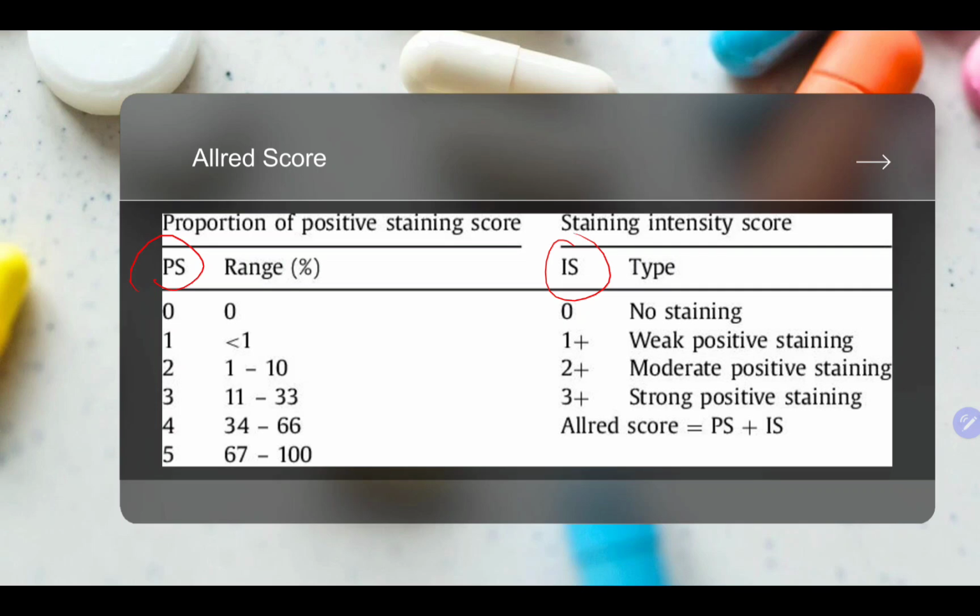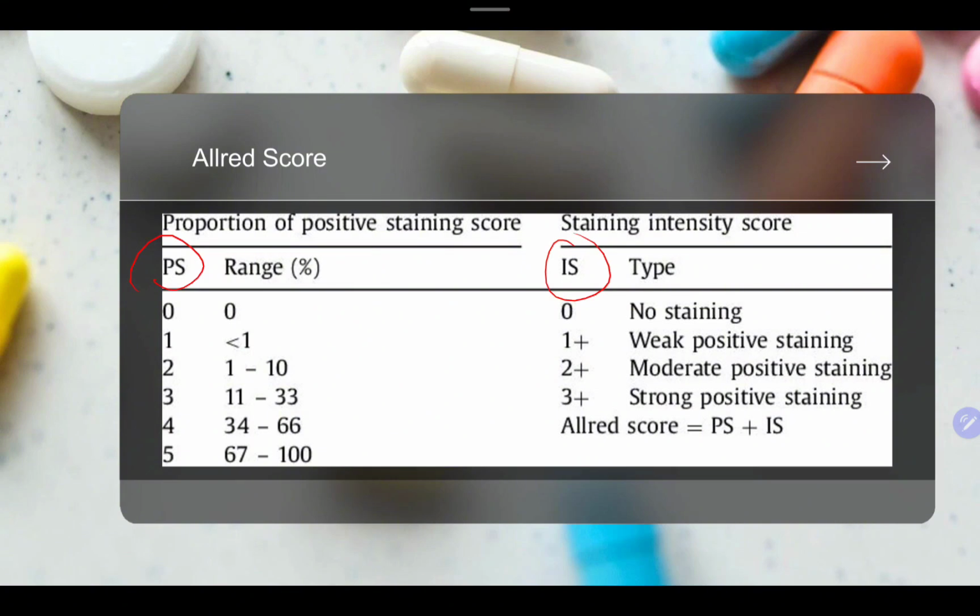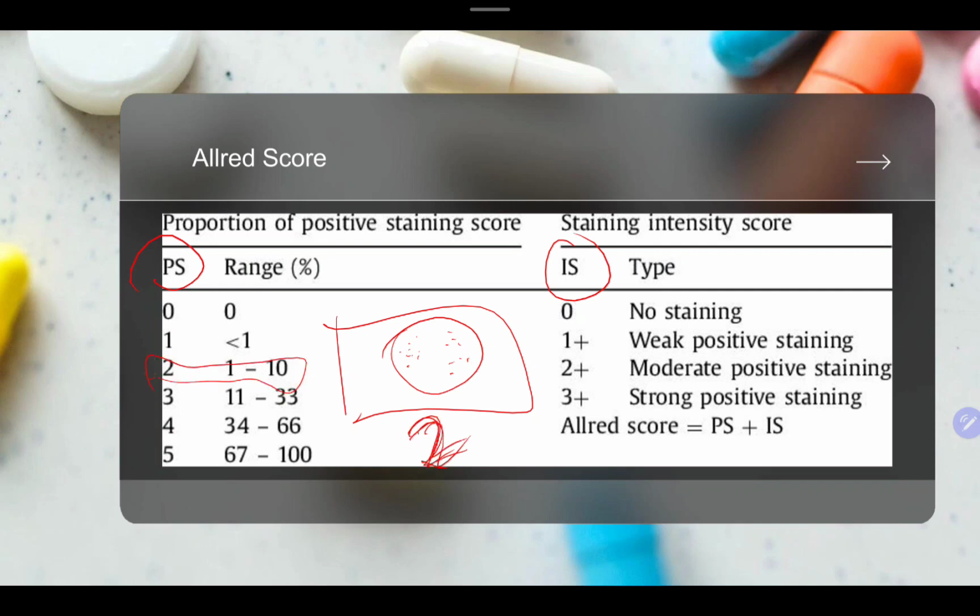So let's say you gave your proportion score. The proportion score, guys, say this is our field, is how many in one field turned out positive. You usually estimate that. Let's say you saw 2. If the proportion score you saw is 2, it means there is a 1 to 10% range that stained positive. And then the doctor identifies the intensity score, how intense the staining is for what you saw.